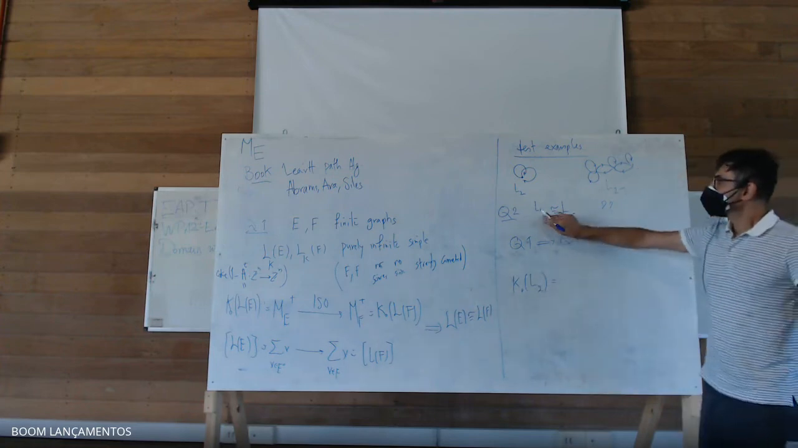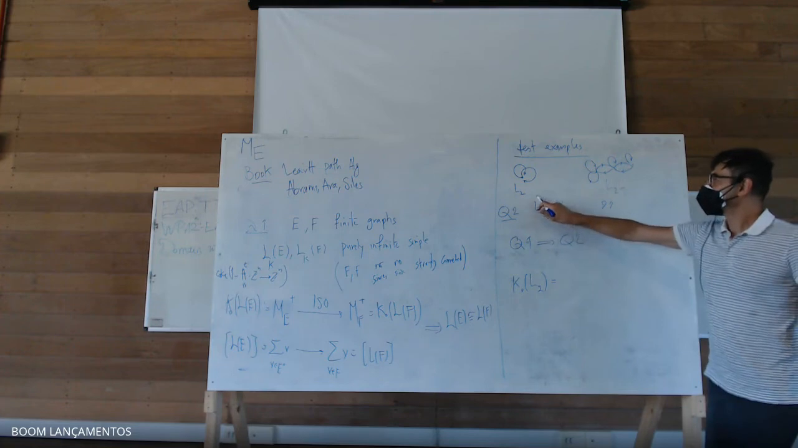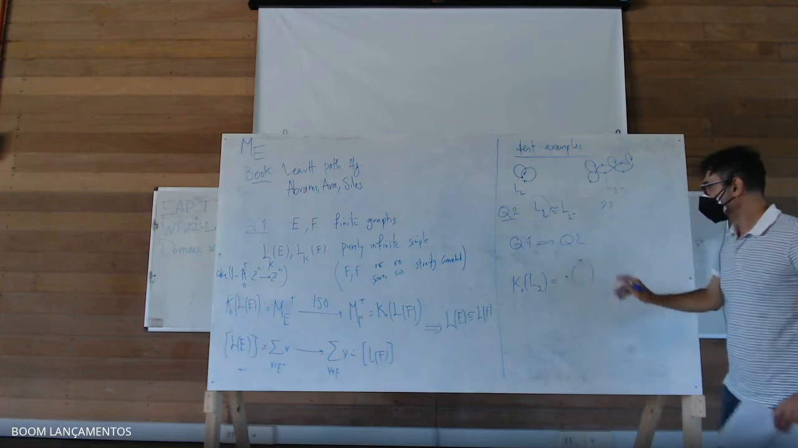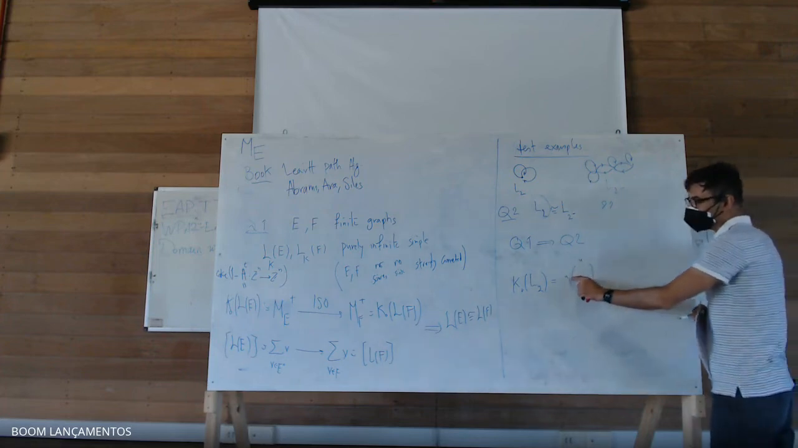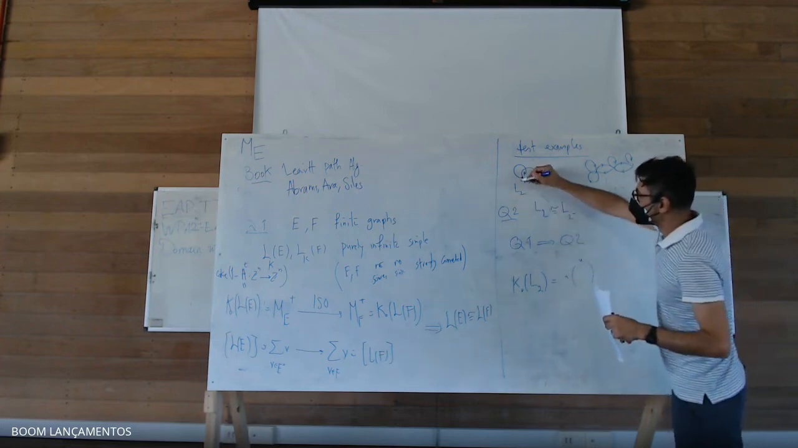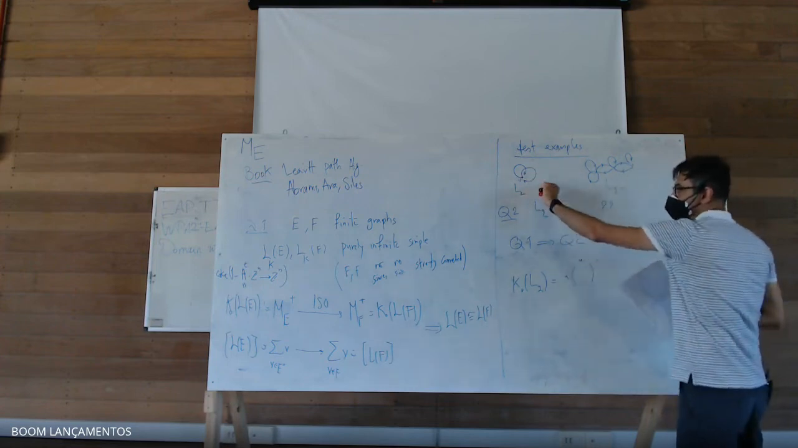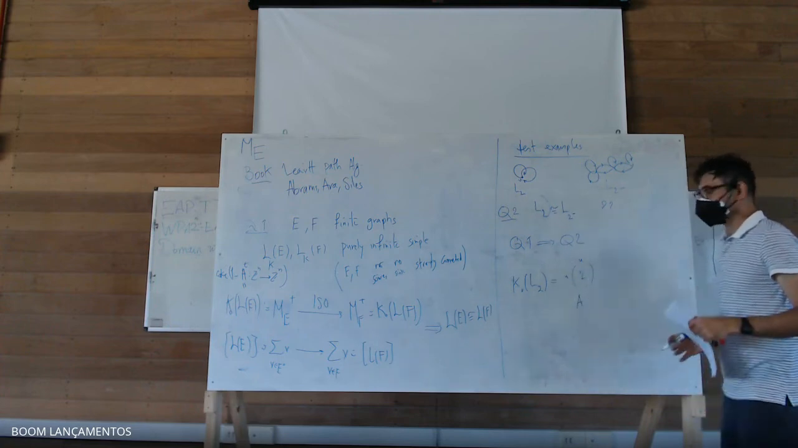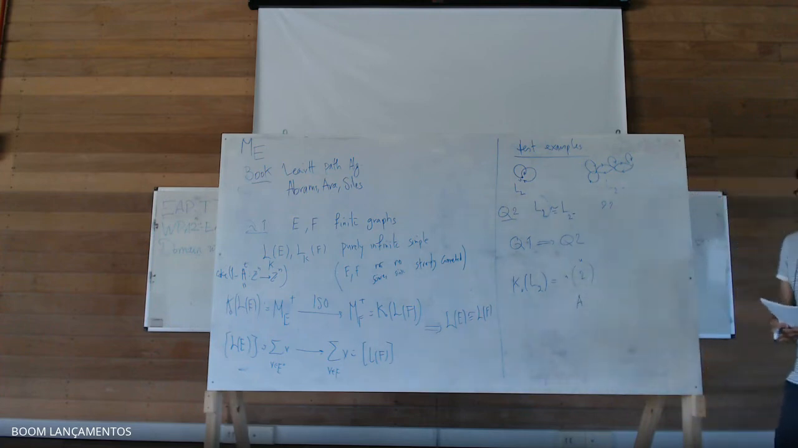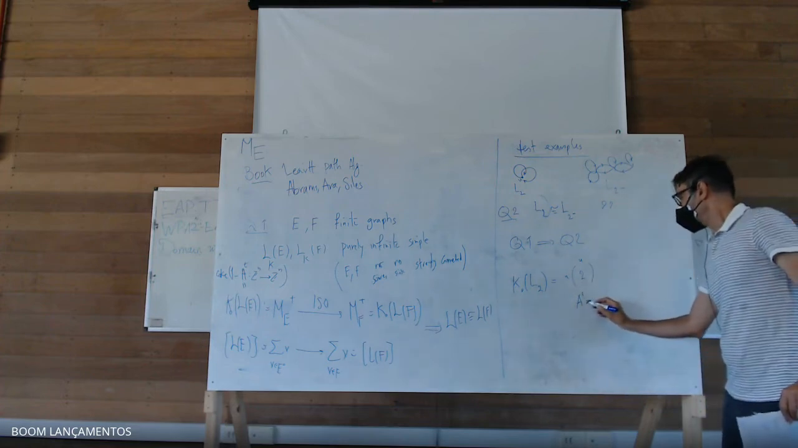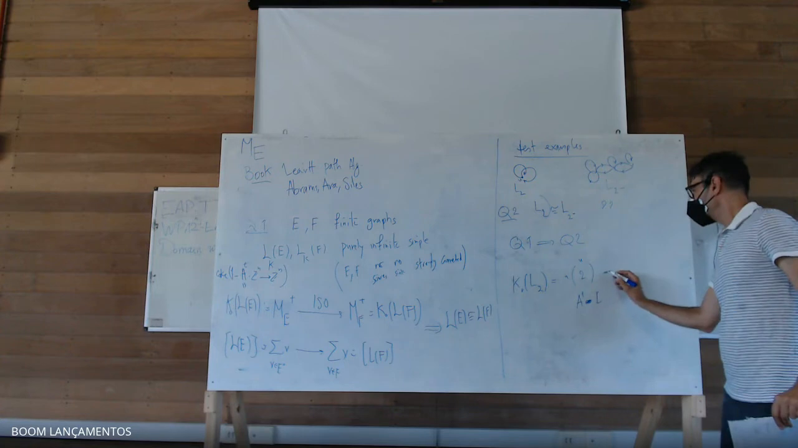So what's the adjacency matrix of this? So the adjacency matrix is you arrange the vertices here and you put the number of edges going from U to U. In this case, there are two edges going from U to U. So this is U, this is the adjacency matrix, and you do transpose is the same. Okay. And minus identity, well, minus one.